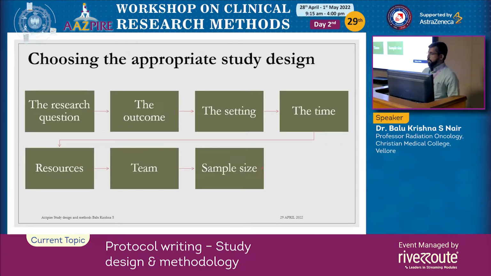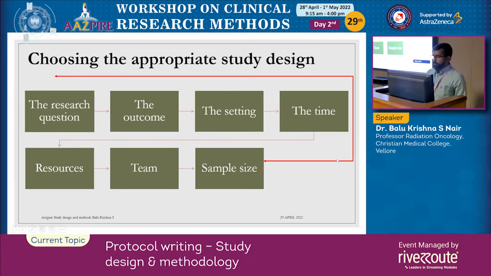If you look at the sequence, the research question is followed by the outcome, the setting, the time. Finally, you reach the sample size. That's how we have designed the study. But in the real world, this arrow is important, that this is an iterative process. You think of all these possibilities, then you think whether it is operational, and then you go back to your research question. 2-3 times your research question undergoes a modification, and finally you arrive at a match where all these are possible.